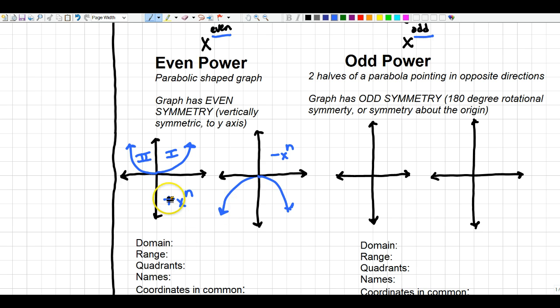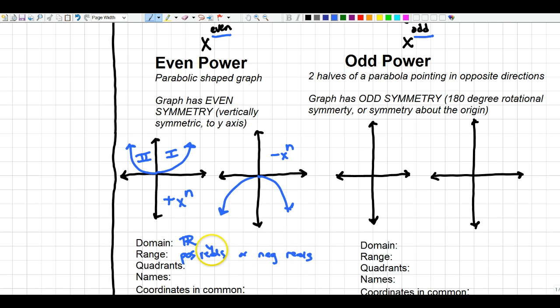The domain of those graphs is going to be all reals. Remember that the domain is the x values, so x can be positive or negative, so that's all real numbers. The R with the double bar is the symbol you can use to abbreviate all reals. The range, if you're looking at the graph vertically, is either going to be positive reals when x is positive or negative reals when x is negative.